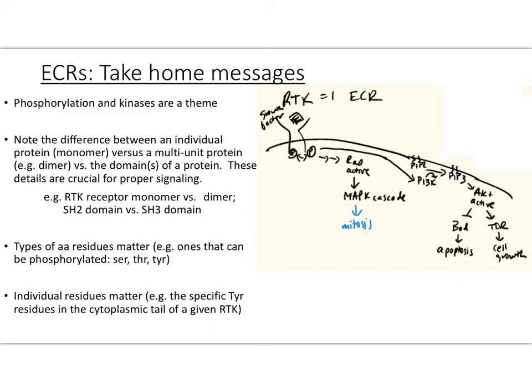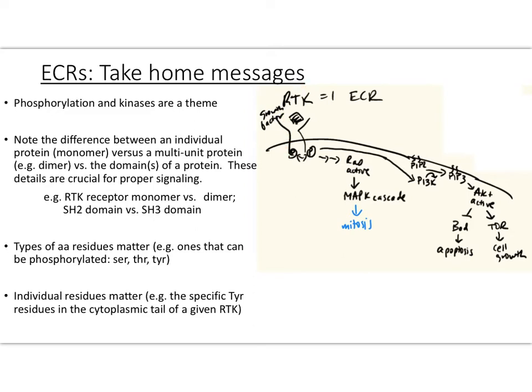There's also some other things that we can check out about protein dynamics and how receptor signaling works, and some things you should keep track of. So very importantly, note the difference between an individual protein, which would be a monomer, versus a multi-unit protein, for example, a dimer. Also note that there are certain domains within each protein. Sometimes we'll keep track of those domains, and a great example is the receptor tyrosine kinase itself.